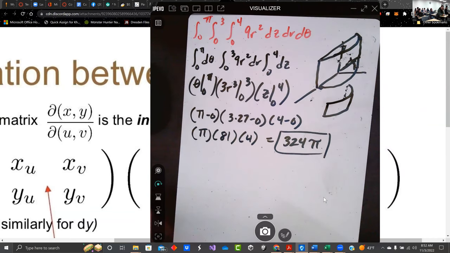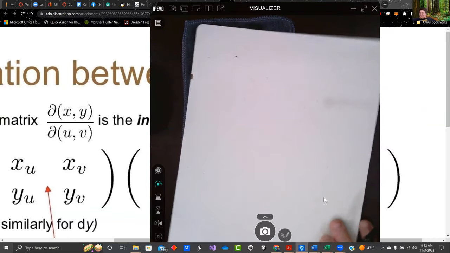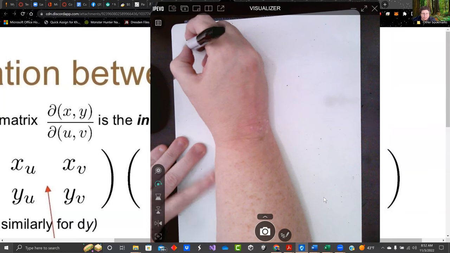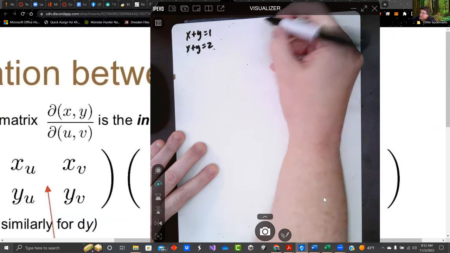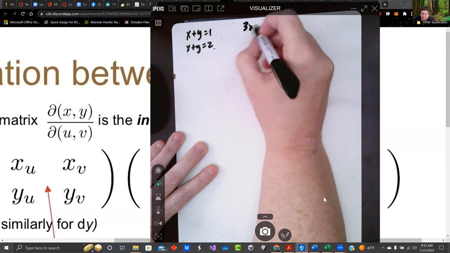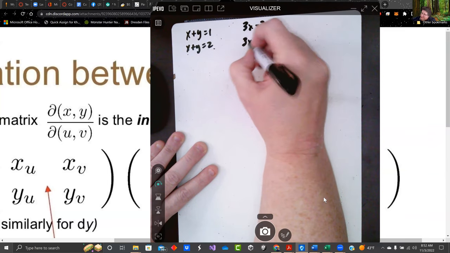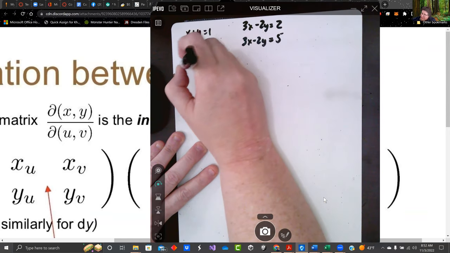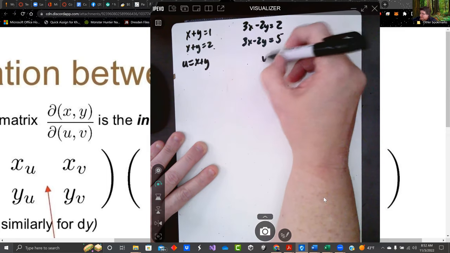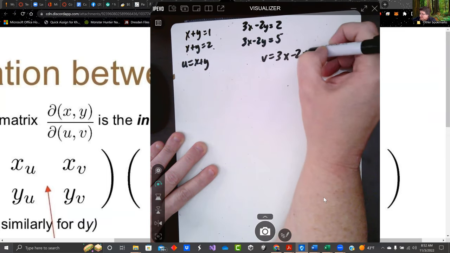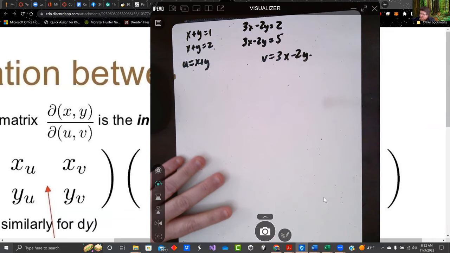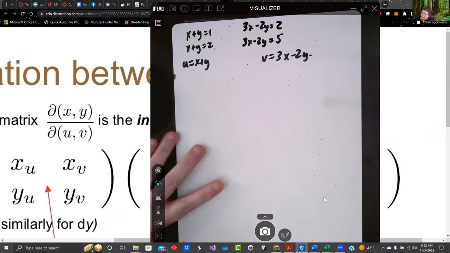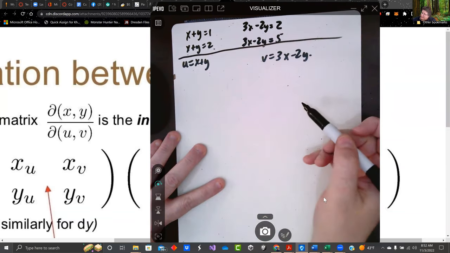All right. Last problem. We got 8 minutes. Let's see what we can do. Okay. So I got x plus y equals 1, x plus y equals 2, 3x minus 2y equals 2, 3x minus 2y equals 5. This looks like a great way of saying u equals x plus y and v equals 3x minus 2y. So what do I want to write x and y as in terms of u and v?